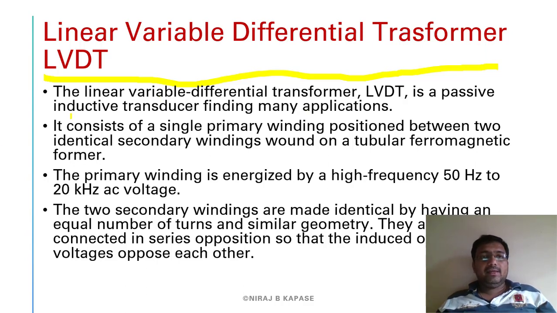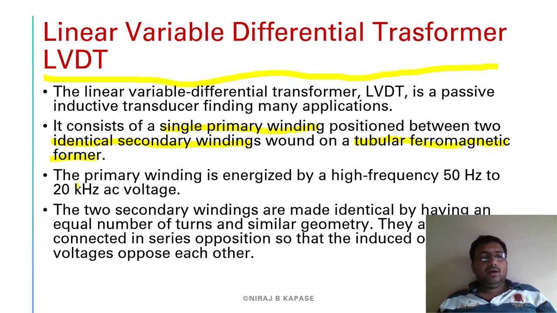So here the linear variable differential transformer, LVDT, is a passive inductive transducer finding many applications. It consists of a single primary winding positioned with two identical secondary windings. So there are two secondary windings and one single primary winding wound on a tubular ferromagnetic former. On that, a single coil is wound.